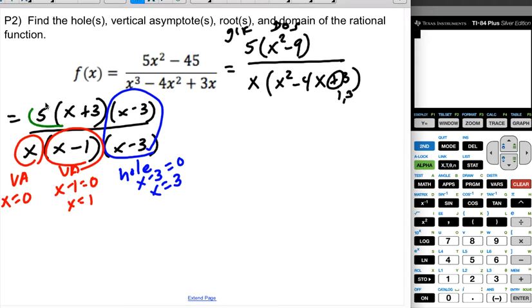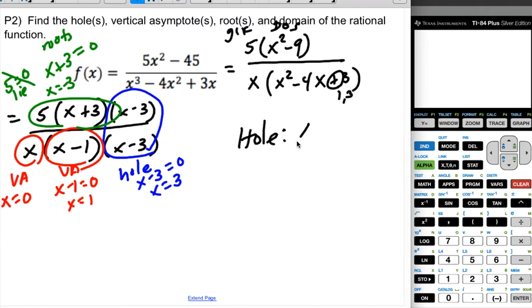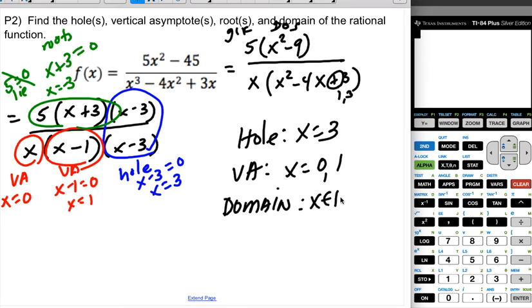The roots would be when the stuff on top is 0. Well, either 5 is 0, that's a lie, because 5 is not 0, or x plus 3 is 0, which means x is negative 3. So those are my roots. So when we put this all together to get an answer, the hole is at x equals 3. The vertical asymptotes are when x is 0 or 1. The domain is every x value except those 3. So x is an element of reals, but you can't divide by 0, so x can't be 0, 1, or 3. Right? And then the root, the only one, is when x is negative 3.